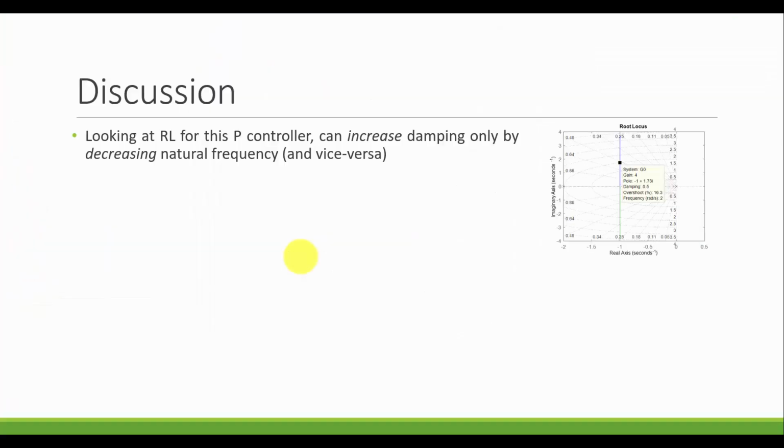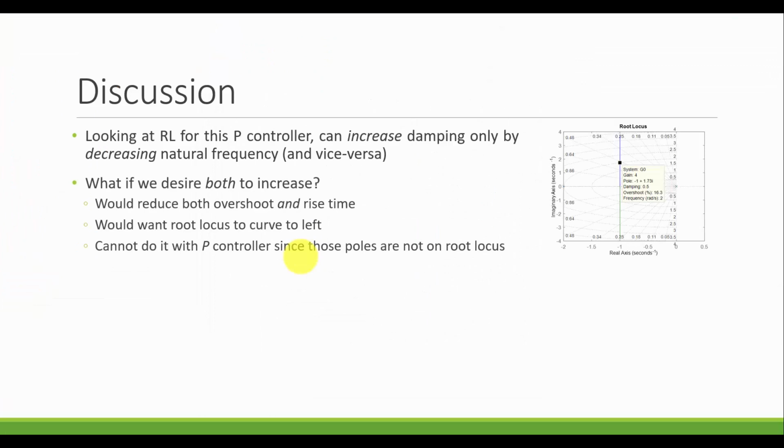So what happens if that is what we want? Well, if we want both to increase, or maybe both to decrease, because that would reduce the overshoot and the rise time. So ideally, if we could change the shape of this root locus and make it curve to the left, so we could select poles that give us a larger natural frequency and a larger damping ratio, that would be ideal. The P controller can't do this though.